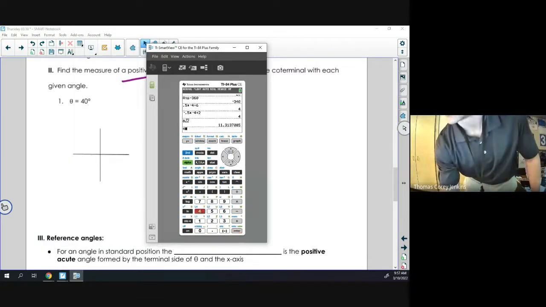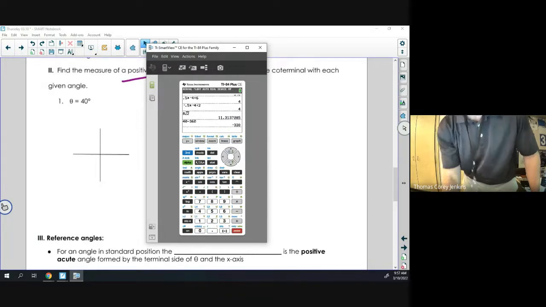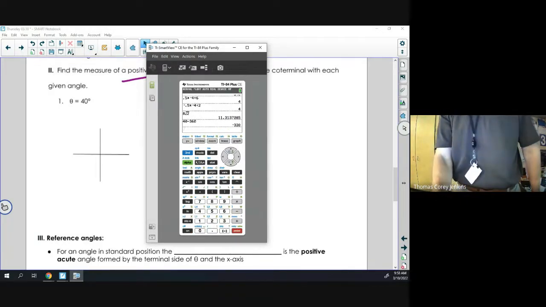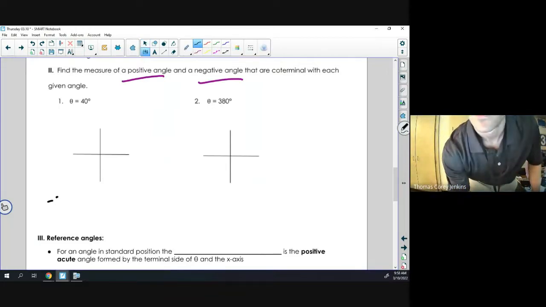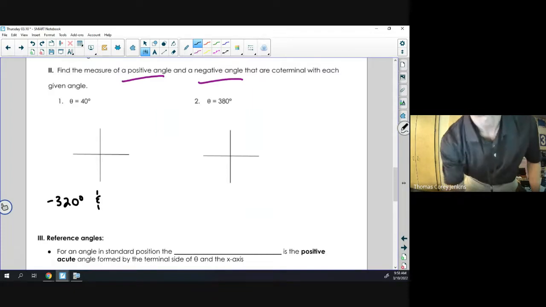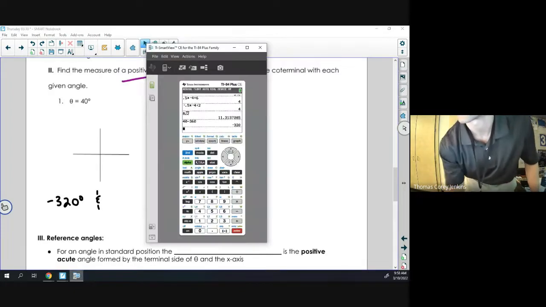You could go 40 minus 360. It says add or subtract multiples of 360. That gives me a negative number, so negative 320. All right, and then also I could take 40 and add 360. So that's going to be 400.